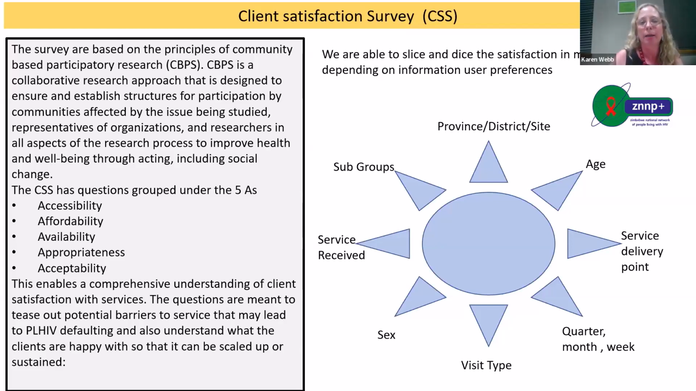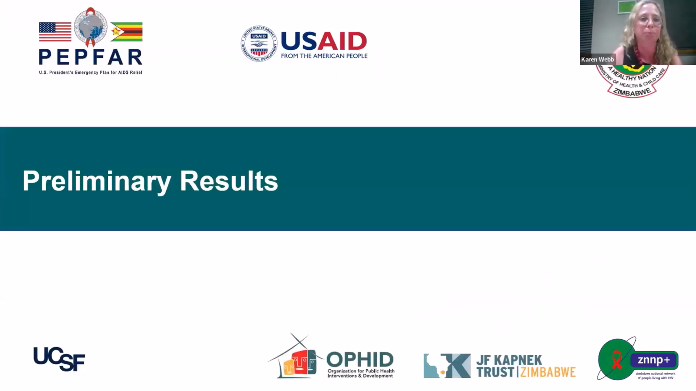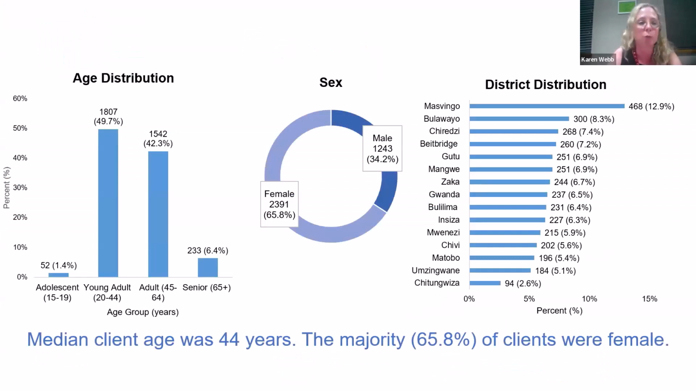So it's really intended to be a quality improvement tool and to use evidence to direct our programming and prioritize our actions. So the preliminary results that I will share are amongst a group of 3,634 people living with HIV that have accessed care and been surveyed through the client satisfaction survey. The median age of those that were surveyed was 44 years, and the majority were female. And this is consistent with those within HIV care and treatment in Zimbabwe because of the high level of diagnosis within antenatal and postnatal care.